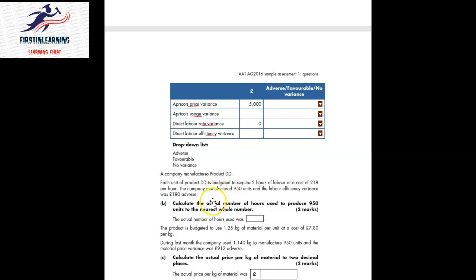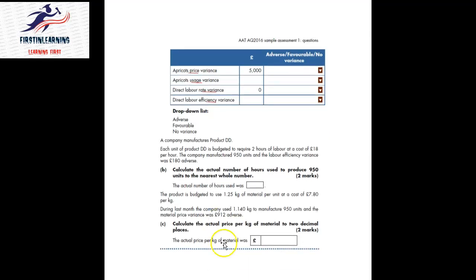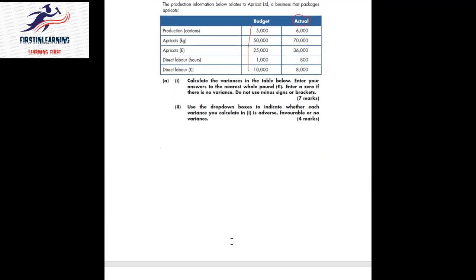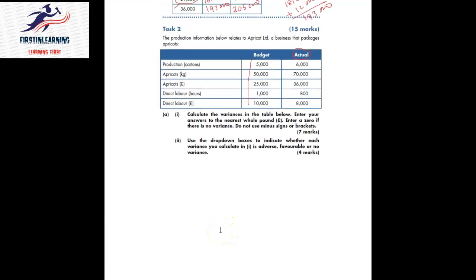And at the bottom we have two more questions here. It says the actual number of hours used, so how many hours we used to make these units, and the actual price per kilo of the material. So we'll come back later on. Let's move on with the first one. So the first one they're asking, variance number 1, price variance. Let's do the price variance first.